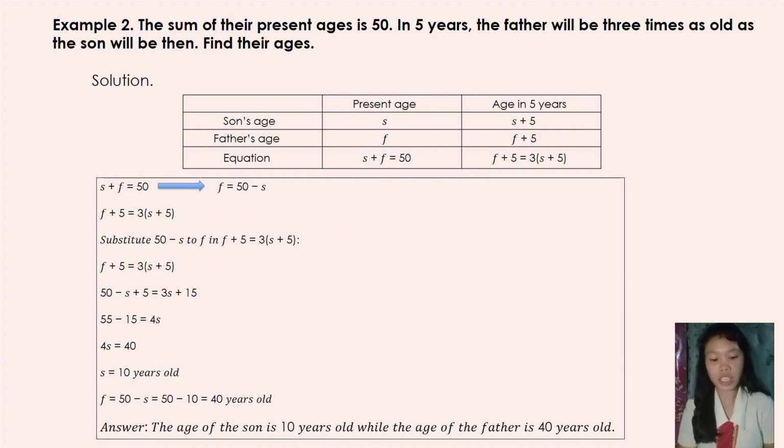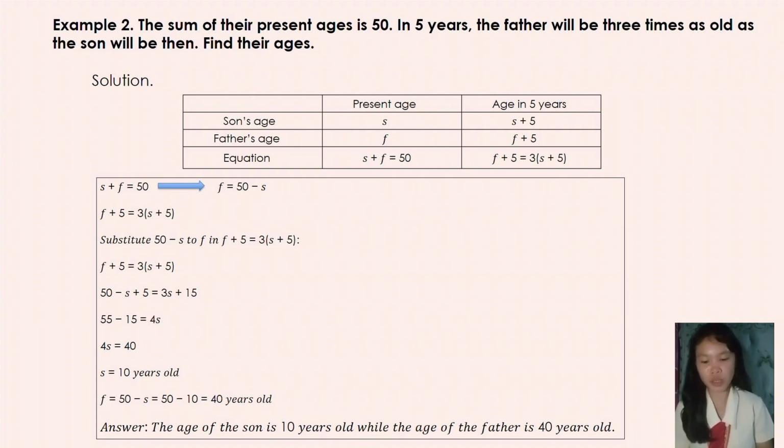The son's age in 5 years is represented by S plus 5, and the father's age in 5 years is represented by F plus 5. And the equation for their ages in 5 years is F plus 5 equals 3 times quantity S plus 5. S plus F is equals to 50 is the same as F is equals to 50 minus S. F plus 5 is equals to 3 times quantity S plus 5.